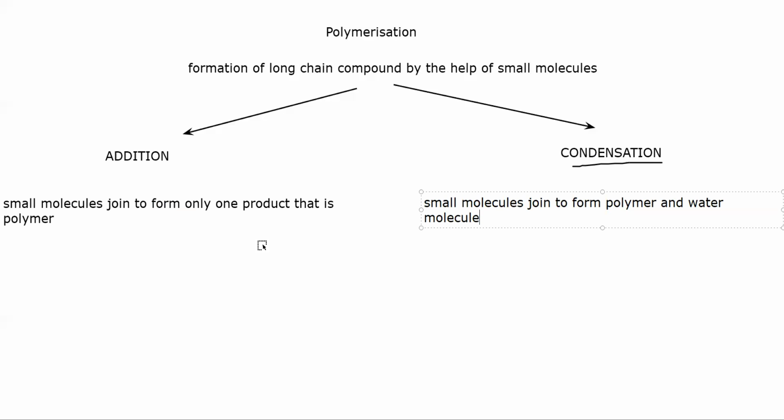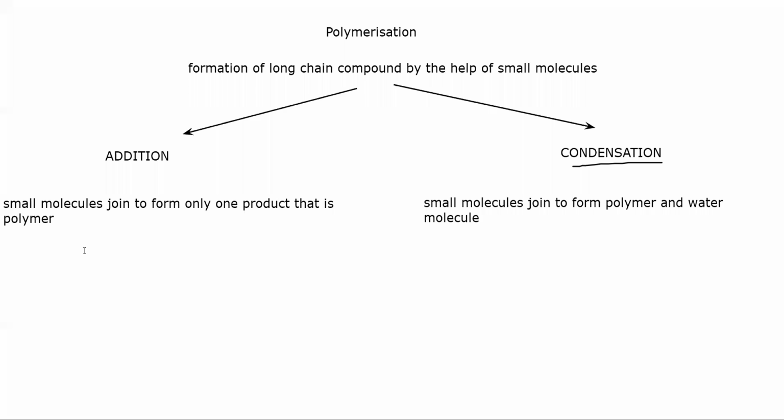So if we have an example, small molecules, and this happens, we'll discuss this in detail, like the addition and condensation difference. First, copy this part. Polymerization is the formation of a long chain compound by the help of small molecules. If only a polymer is formed, that kind of polymerization is known as addition polymerization. And if a polymer is formed as well as a water molecule is also given off, that kind of polymerization is known as condensation polymerization.